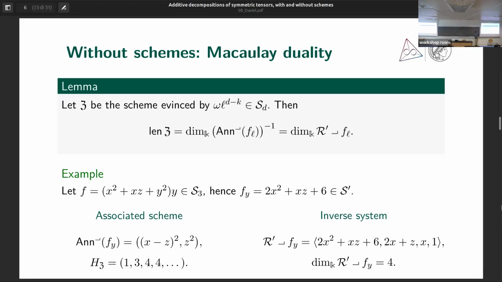And so this is an example of the two ways you can look at this problem. You can either construct this ideal here, and you look at the Hilbert function, which is 1, 3, 4, 4, 4, so the length is 4. Or you can take all the contractions, and you see that they are all independent, those I wrote, and the dimension will agree with the final value of the Hilbert series.